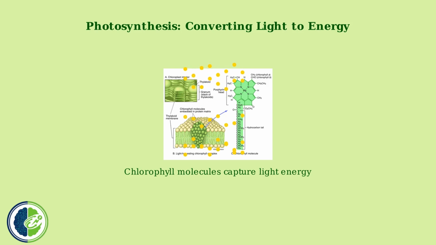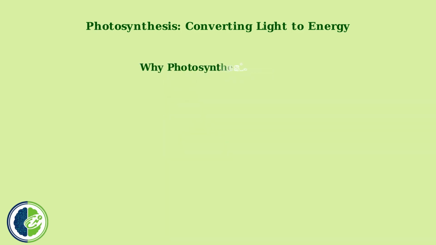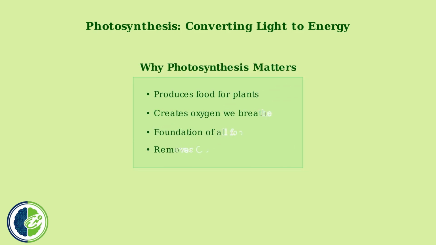When light hits the chlorophyll, it energizes electrons and starts a chain of reactions that ultimately converts carbon dioxide and water into glucose. This process stores the sun's energy in chemical bonds that the plant can use later. Photosynthesis is absolutely vital for life on Earth. Not only does it provide food for plants, but it also produces the oxygen that all animals, including humans, need to breathe. Without photosynthesis, life as we know it could not exist.